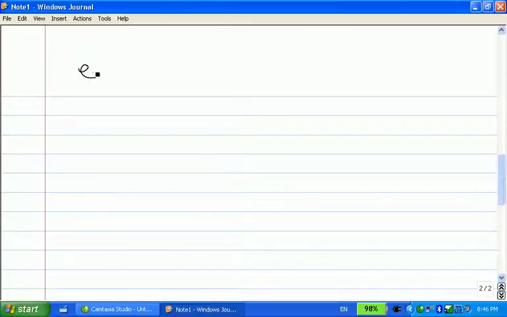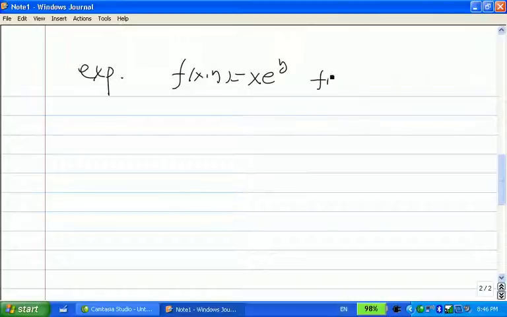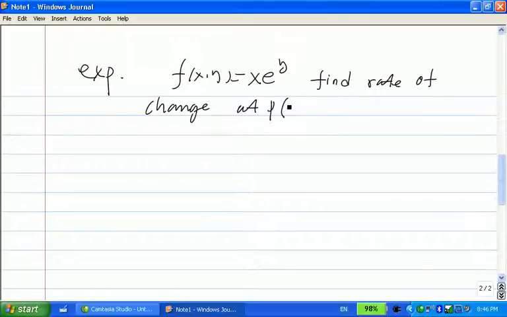Okay, example. We have given f(x,y) equal to x e to the y. Now we want to find the rate of change at a point P, (2, 0).